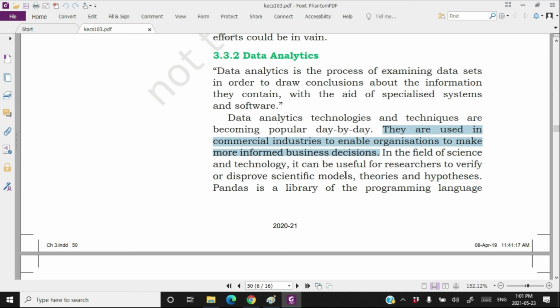In the field of science and technology, data analytics can be useful for researchers to verify or disprove scientific methods, scientific models, theories, and hypotheses. Suppose that you are creating a compression algorithm. Then you analyze how your compression algorithm works, how much compression ratio it has, and then you compare your result with other results. Here you use data analytics tools to analyze the results and find out whether your proposed method of compression is better than others or not.